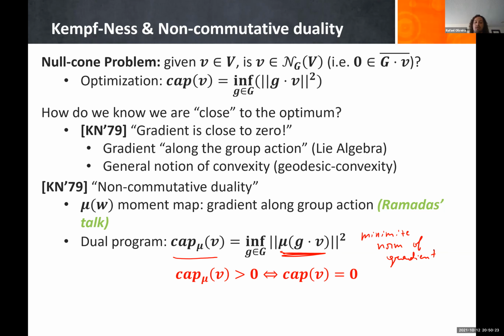And what Kempf-Ness proved is that actually these problems are dual. In which sense? They showed that the capacity is equal to zero. What does it mean that the capacity is equal to zero? We are in the null cone, the infimum of this norm is zero, if and only if the gradient is always positive. Does that make sense? So that's the result of Kempf-Ness, one of the seminal results of Kempf-Ness.